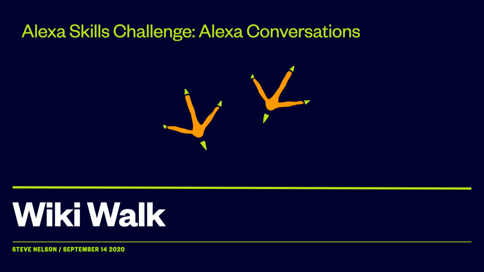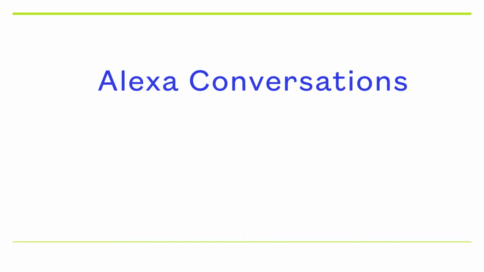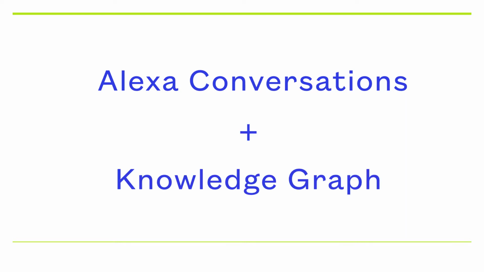My entry in the Alexa Conversations hackathon is a skill called Wiki Walk. For the hackathon, I wanted to create an exploratory skill that would combine Alexa Conversations with a knowledge graph-backed data source. For the knowledge graph, I chose to use Wikidata, a free and open knowledge base.